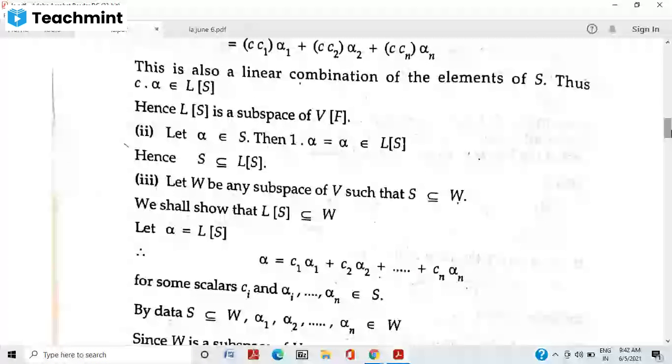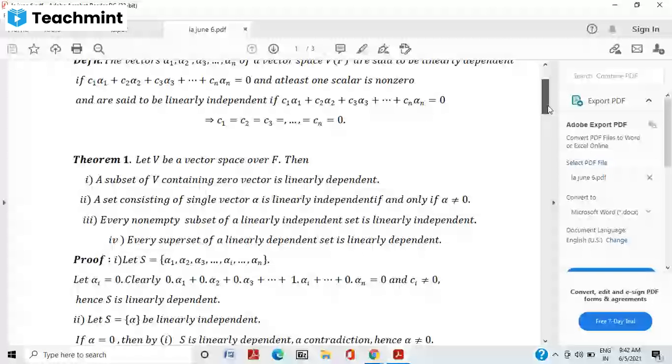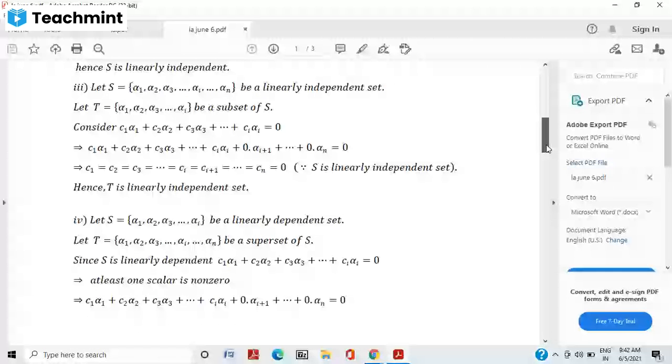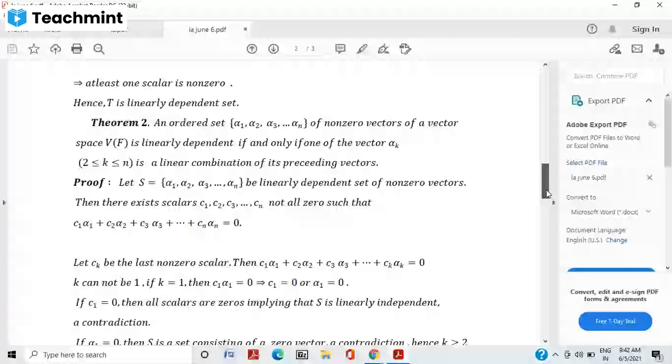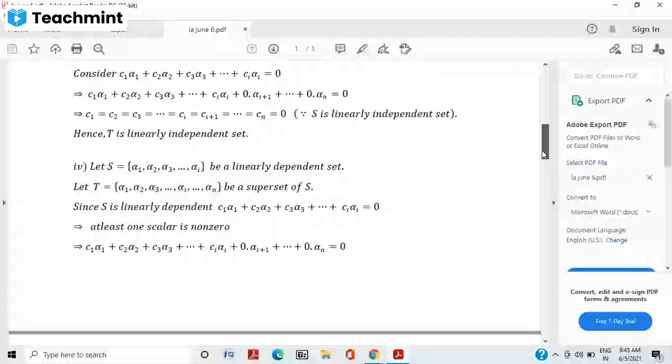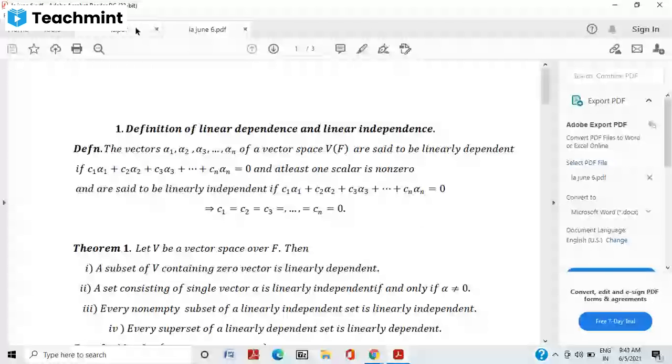Okay, now one more concept we will do. At least one more concept and one theorem we will try to complete. I think 10 to 15 minutes are left. Any doubts in the previous problem? How are we doing that?